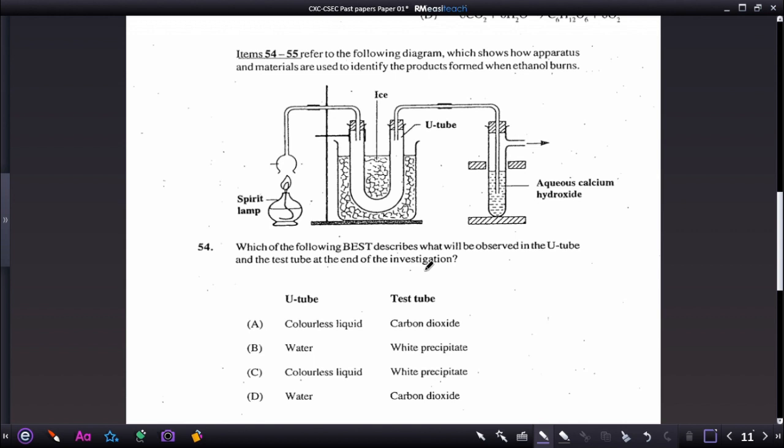So in the U-tube we have the ice pack. So water and carbon dioxide is produced. So steam is cooled to water, it's condensed to water, and we see again carbon dioxide's best friend, calcium hydroxide, that is used to test the presence of carbon dioxide. So it's D. So it's water and carbon dioxide.